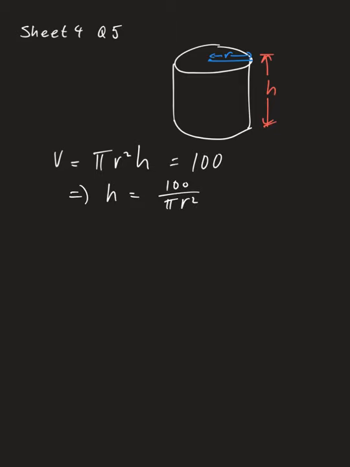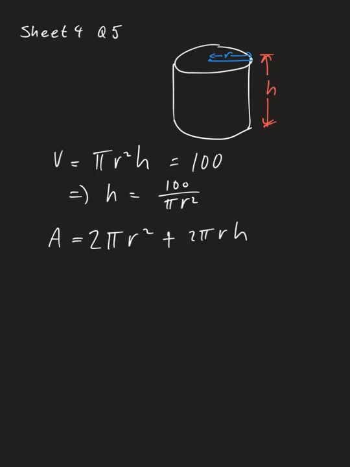Next, let's look at the surface area, which is the thing we're trying to minimize. The area is equal to the area of the curved surface plus the area of the two flat surfaces. So the area of a flat surface is just the area of a circle, which is pi R squared. It's twice that for the two, top and bottom. And then we add on the curved surface, which is 2 pi R H. So that's the area. That is the quantity that I'm trying to minimize.